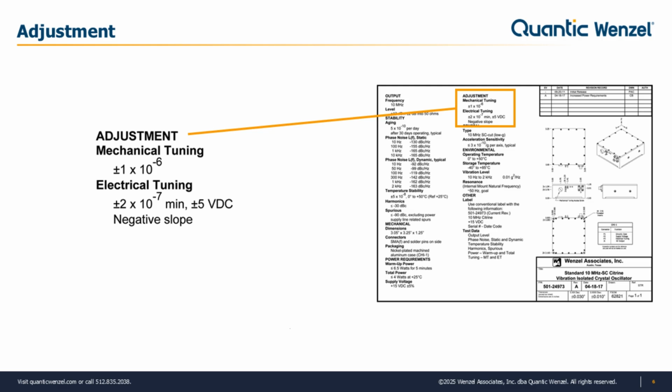Electrical tuning refers to the ability to adjust the oscillator output fundamental frequency by applying a voltage to an electrical tuning pin. The specification lists the range of voltage which can be applied to the electrical tuning pin and the resulting minimum range of the frequency change. Often the slope of the electrical tuning will be negative, meaning the fundamental frequency will decrease as the electrical tuning voltage increases. Positive slope electrical tuning may be available on some products. Typically, the fundamental frequency is centered at the middle of the electrical tuning voltage range at time of shipment.